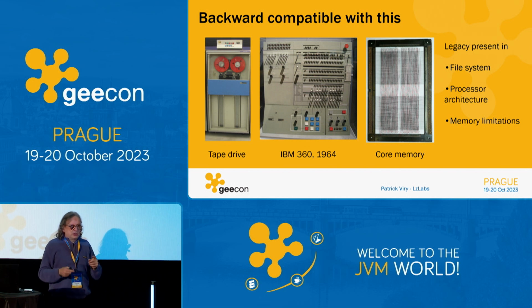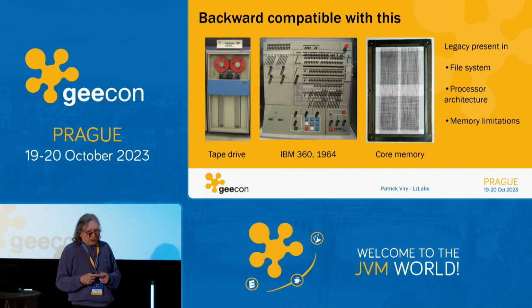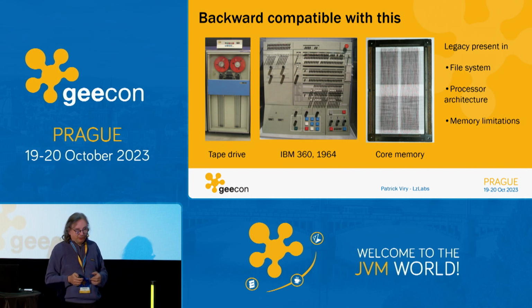In the middle, you see the front panel of the first IBM 360 in 1964. Interestingly, all the lights you see represent the value of the bits inside the processor. They were doing this kind of things at the time. The legacy of this is that the processor architecture of a mainframe is still compatible with this. Okay? It has nothing to do with anything you know. It has nothing to do with x86, ARM, or whatever.